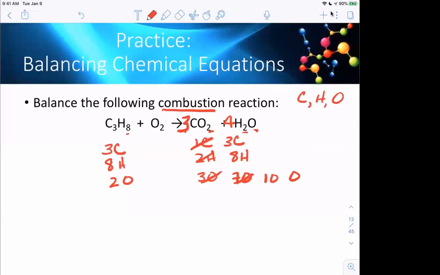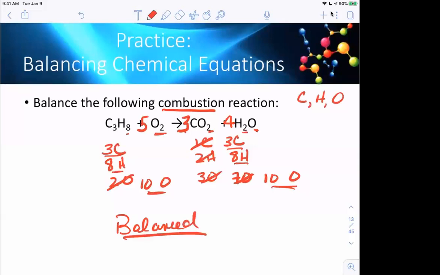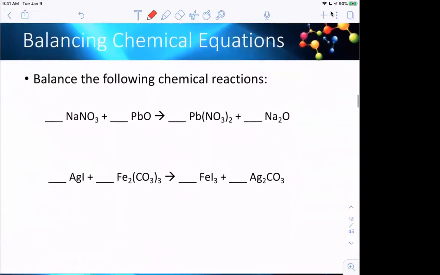This is an easy fix because I only have oxygen by itself on this side. So since every molecule of oxygen is O2, if I put a 5 here, that gives me 10 oxygens. So I have 3 carbons, 8 hydrogens, 8 hydrogens, 10 oxygens, 10 oxygens. By putting those coefficients as a 1, 5, 3, 4, this is now a balanced chemical equation. So that's what you need to know. You kind of have to go back and forth until you get a balanced chemical equation.